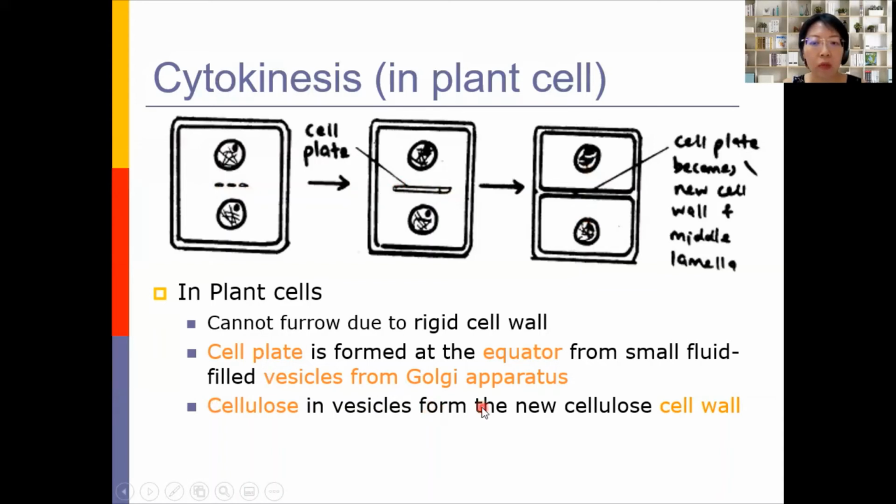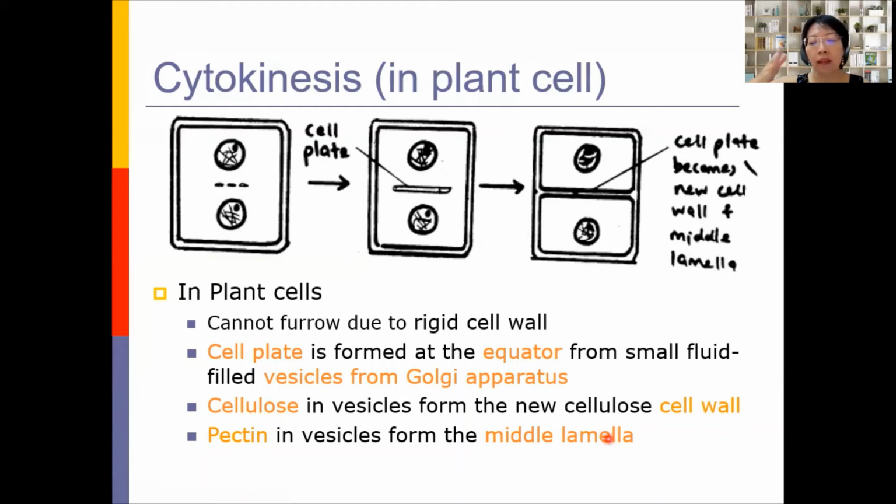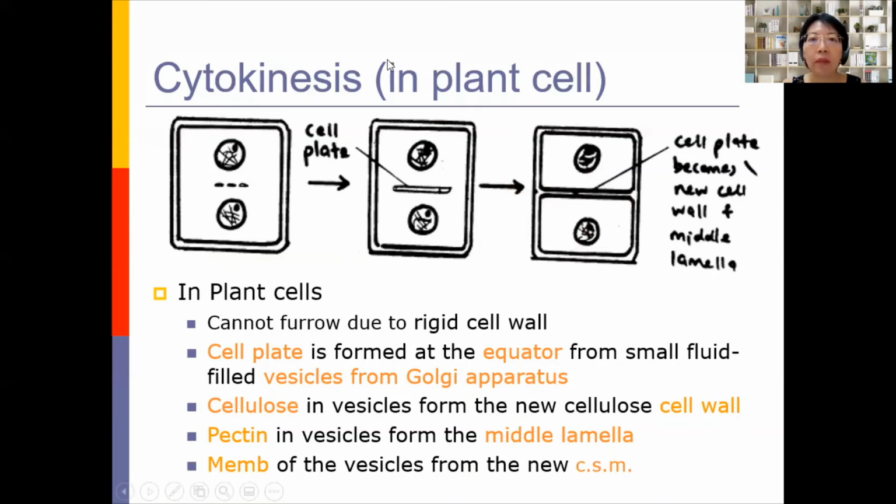So cellulose in vesicles will form the new cellulose cell wall. Pectin in the vesicles will form the middle lamella. Remember middle lamella? The middle lamella is like a cement that joins two neighboring cell walls together. So it sits right in the center of the cell walls of two neighboring cells because it cements the two cell walls together. Then the membrane of the vesicles will form the new cell surface membrane. So this cell surface membrane actually comes from the membrane of the vesicles, which comes from the Golgi apparatus.